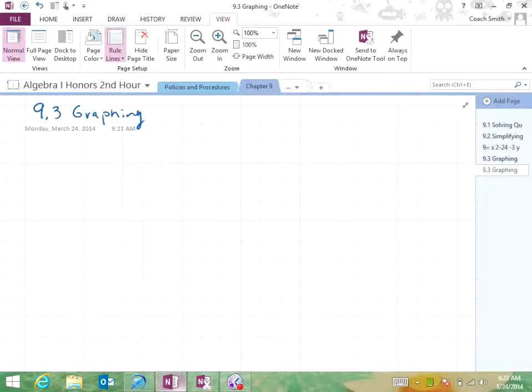We're going to talk about graphing today. All right, first things first, we have to remember these two components, okay? Now, on these problems, you're going to have to do what we call an input-output table, or a table of coordinates, okay? That's the only way you're going to be able to graph these.